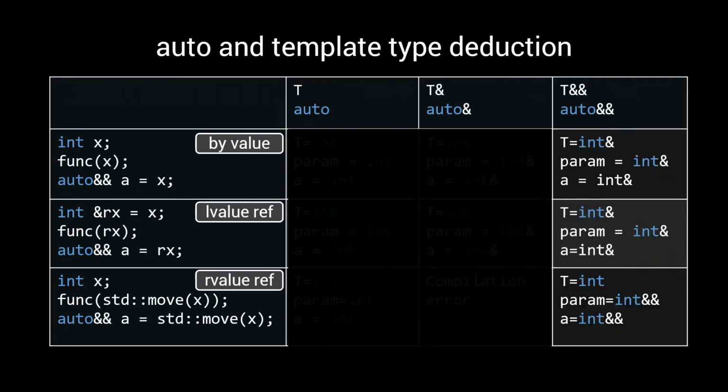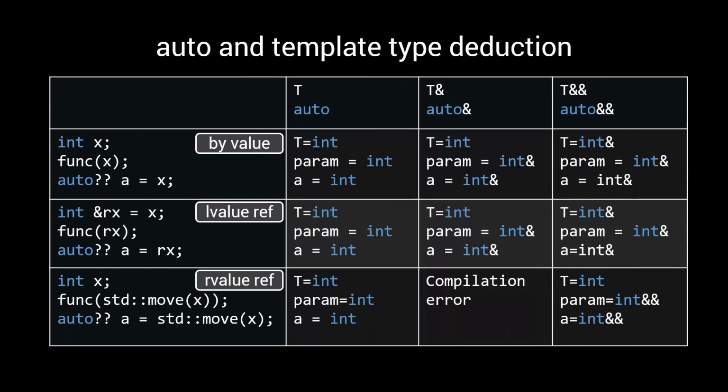In the last column, we look at the case where we accept our input by forwarding reference. And here we see this distinction between where we pass an lvalue expression or an rvalue expression. Both the value and the lvalue reference case, we see that our t as well as our parameter type becomes an lvalue reference to int. However, when we pass an rvalue, then our t is just the value type int, whereas our parameter type becomes an rvalue reference to int. Which means that this is our full table summarizing everything you need to know about auto and template type deduction.